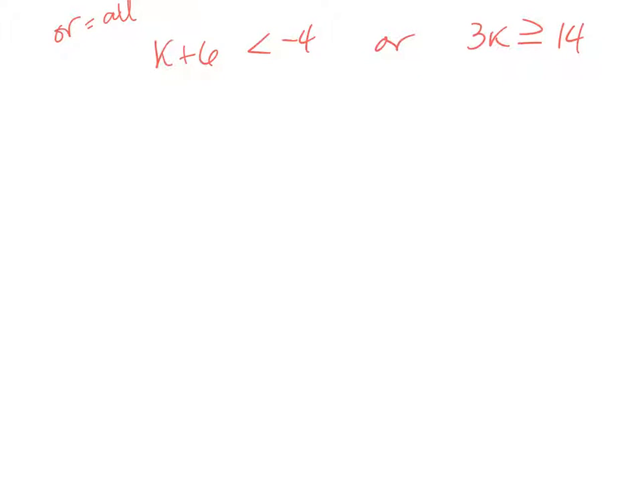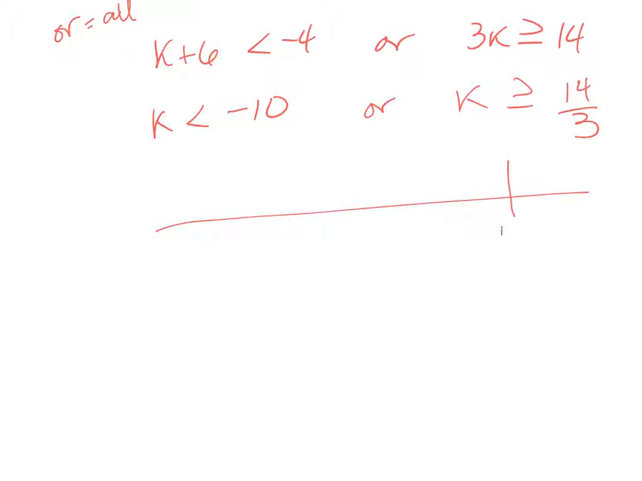All right. So k plus 6 is less than -4. We're going to leave the k alone. So k is less than -10. Or k is greater than or equal to 14/3. Does everybody understand what I did? I just left the k alone. Pretty simple. So 14/3 is bigger than -10.